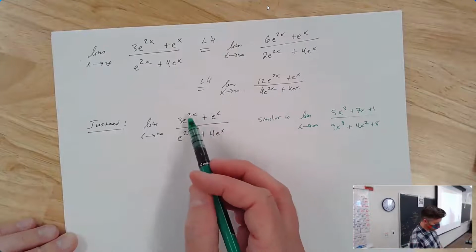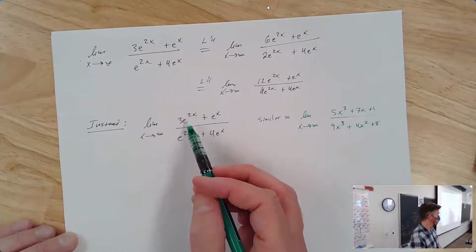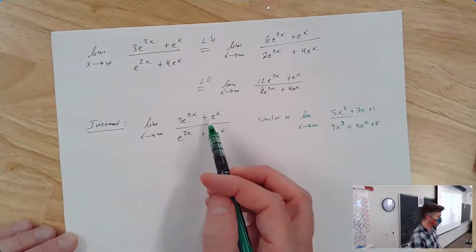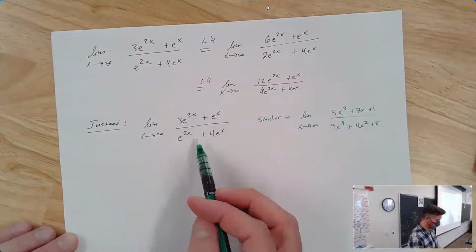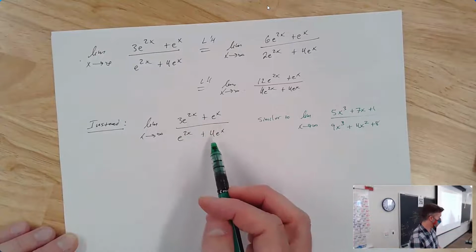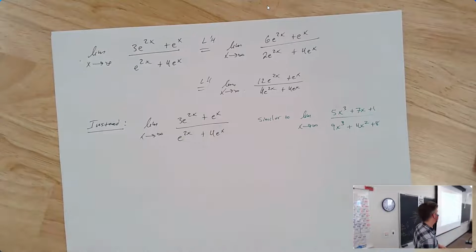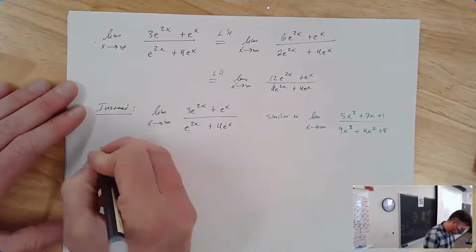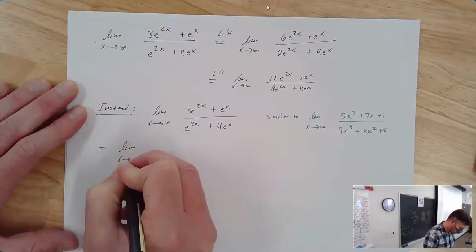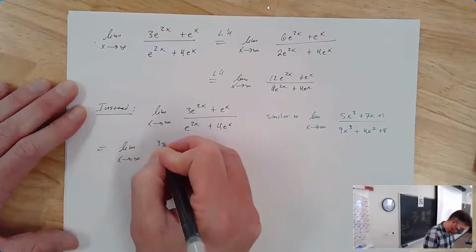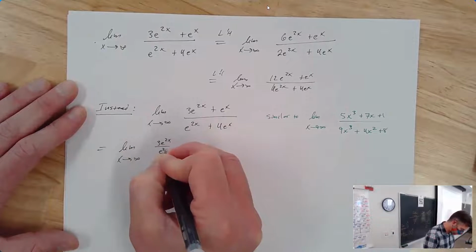In the numerator, the e to the 2x term is what's growing the fastest of the e to the 2x and the e to the x. And in the denominator, the same thing, e to the 2x is growing faster than 4e to the x. So we're going to divide everything by e to the 2x. So dividing by e to the 2x, here's what I've got.